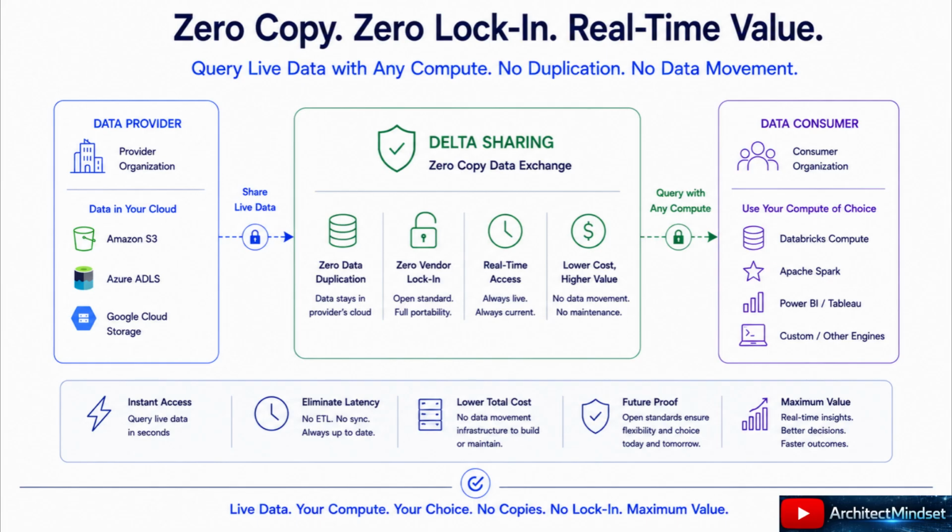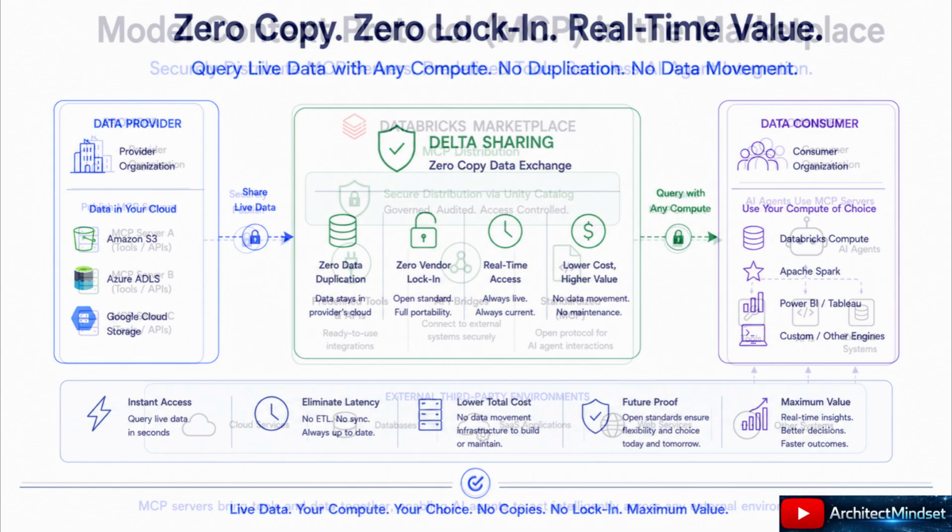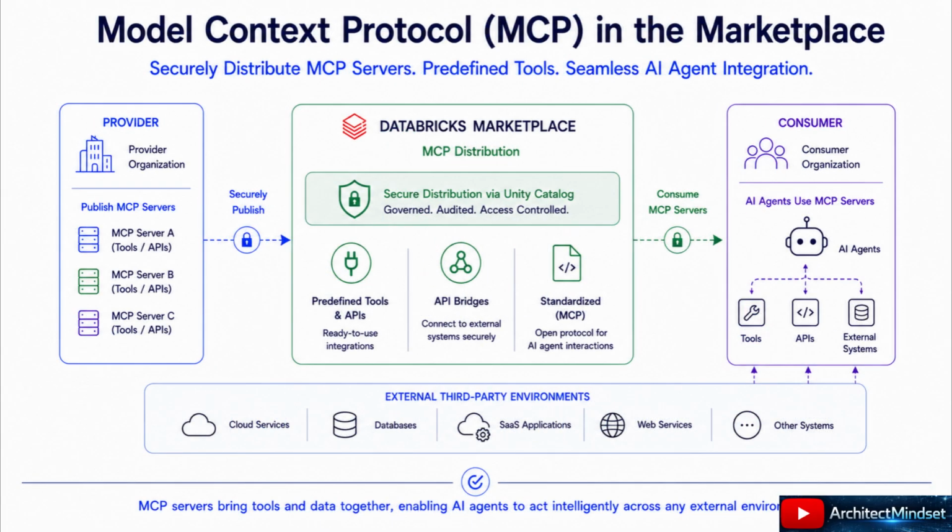The platform logs user access dynamically, providing data providers and consumers the full lineage and strict usage auditing capabilities. The marketplace natively and securely distributes MCP servers, providing predefined tools and API bridges that AI agents use to communicate smoothly with external third-party environments. Every external or internal MCP server is registered directly into Unity Catalog, letting administrators enforce fine-grained permissions, evaluate data lineage, and track all tool usage in the central audit logs.